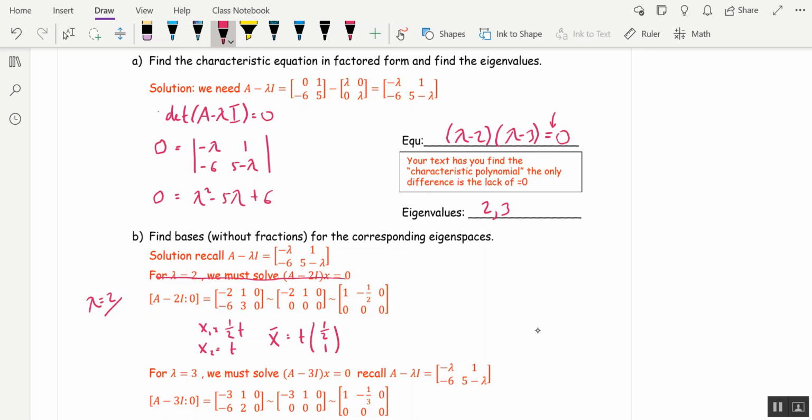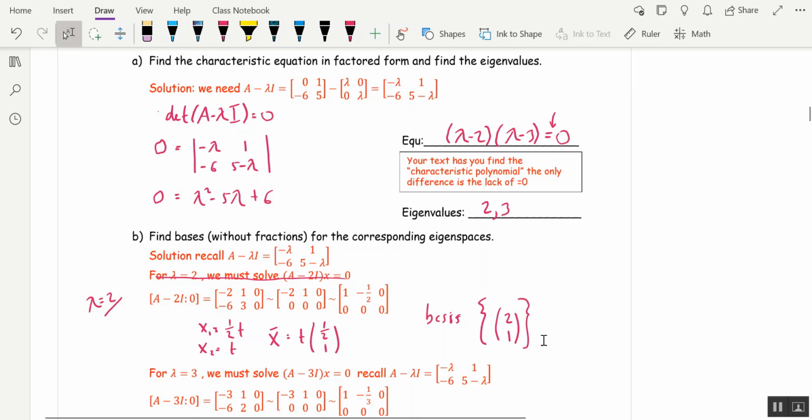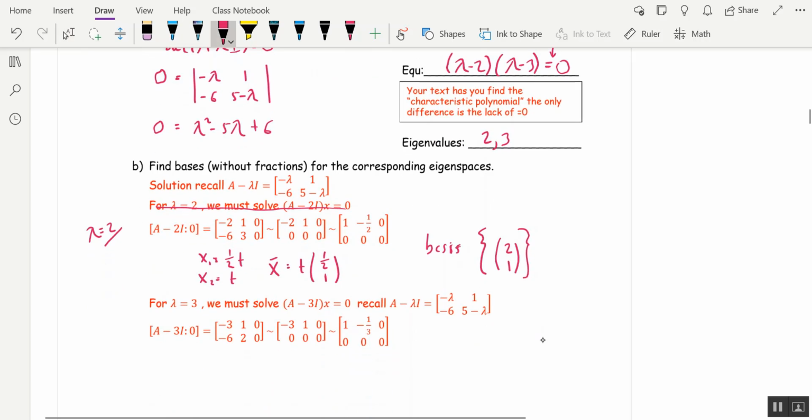But I want no fractions. So I can take t to be any value. I just took it to be 1 naturally. We usually do. But we could take it to be 2, and that would clear the fractions. So my basis is, bases go in squiggly brackets. Let's take t equal to 2, and then we get (2, 1). When we get to differential equations, it's really nice to have a basis without fractions. And yes, we do this in differential equations. So that's exciting.